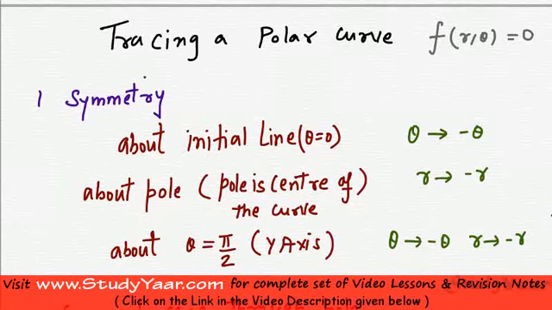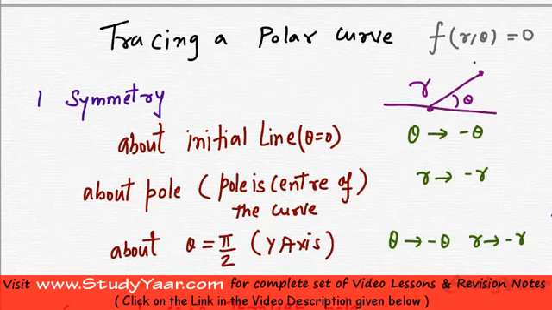Now let's see how we are going to trace a polar curve. The curve would be in terms of r and theta, where r is the radius or radius vector and theta is the angle. So r is the radius at a given angle from the pole. This is your theta and this distance is your r. Obviously you know polar coordinates. So let's see how we are going to trace a polar curve.